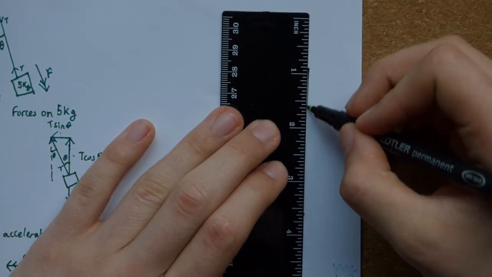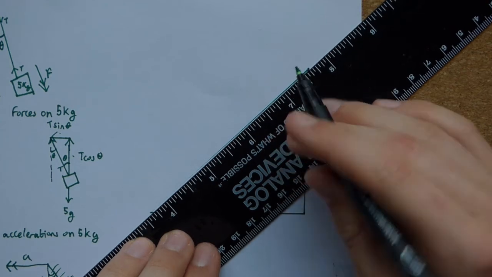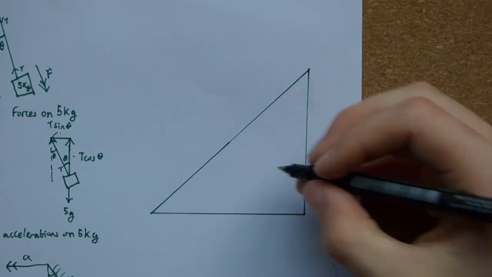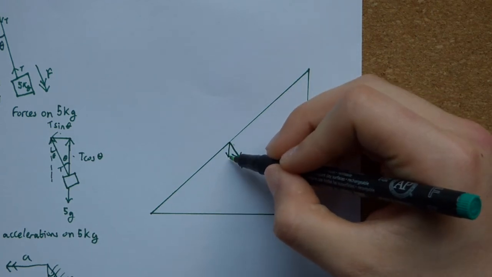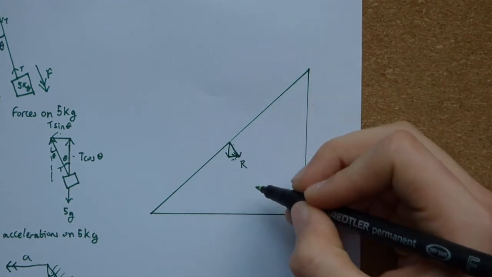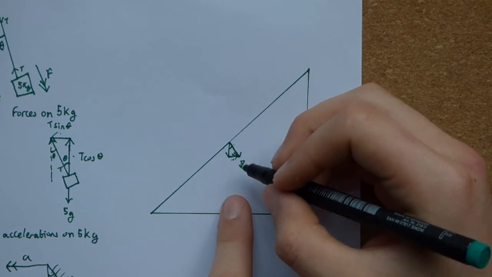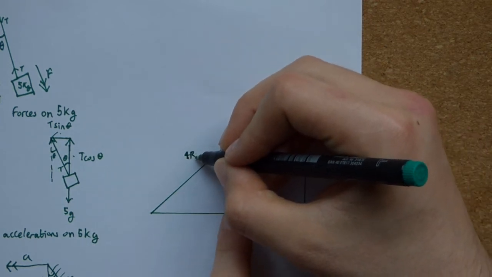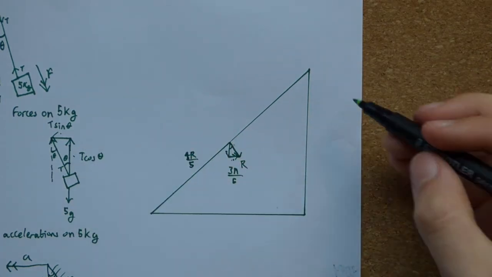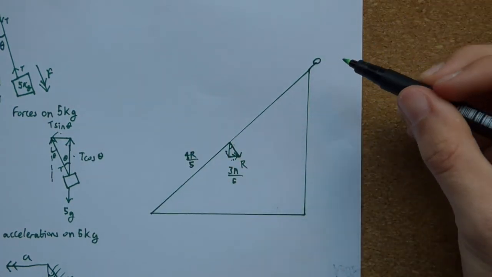So now for the wedge, I'm just drawing out another diagram here just to show the forces on the wedge. So firstly, it's got the resultant force from the 1 kilogram mass pushing it back in. I've drawn it very small by accident here, but it's the same thing, just inverted. So opposite the angle of A, you've got 3R over 5, and then adjacent you've got 4R over 5.